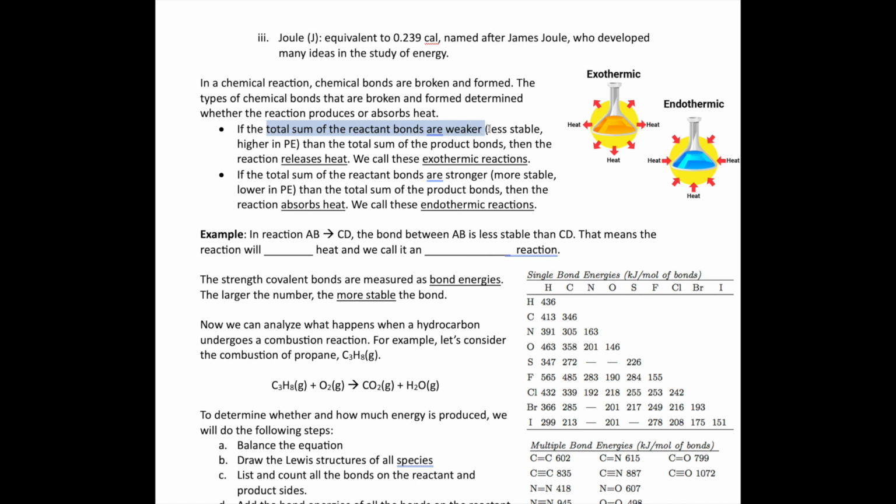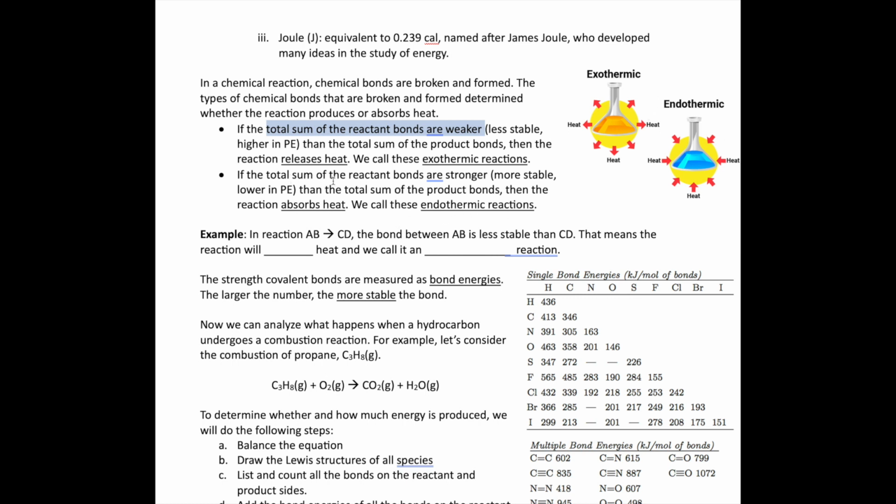And we say that the weaker bonds are less stable, higher in potential energy, and they want to convert to the stronger bonds, which are more stable. When the conversion happens, the reaction will release heat because it's going from less stable to more stable. The opposite happens when you have reactant bonds that are stronger and they're converting to weaker product bonds. At that point, the reaction would absorb heat, or would be endothermic.